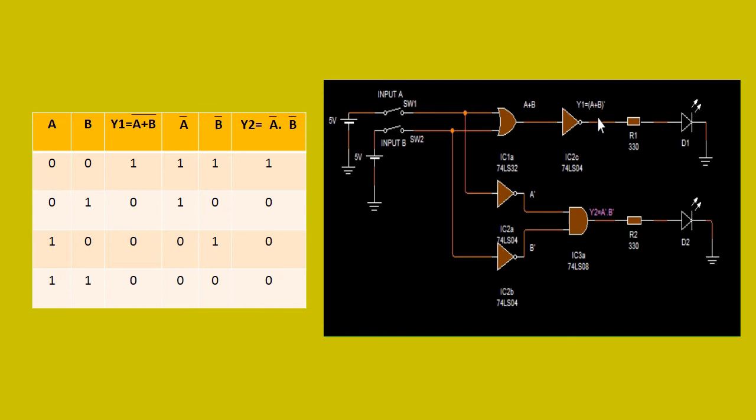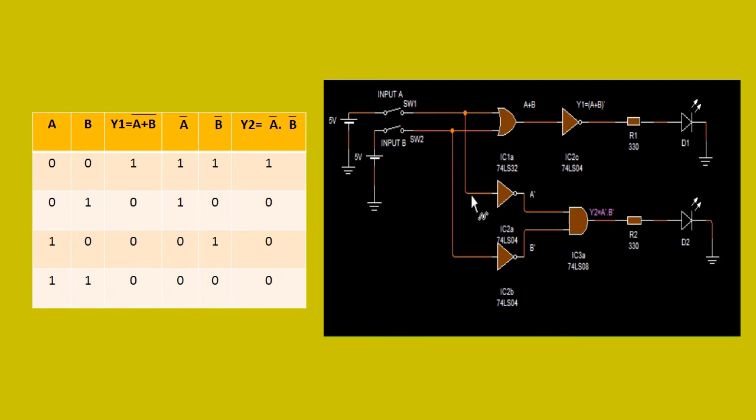That means this is the Y1 output. So by using this diode, that means D1 LED, we can see the output of Y1. Next, A input is connected with this 7404 NOT gate chip, and B is connected with this NOT gate chip.